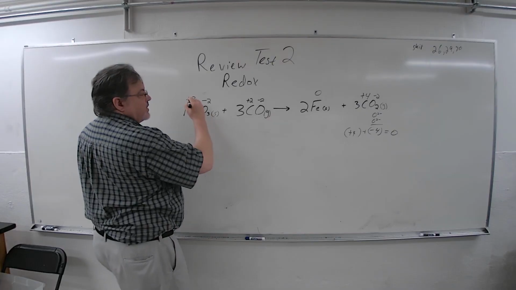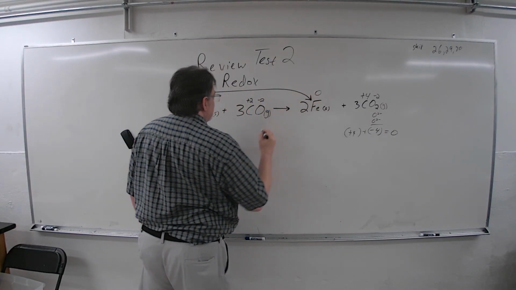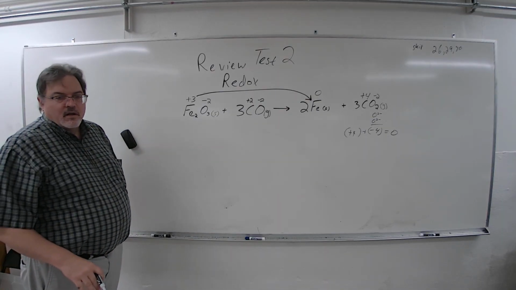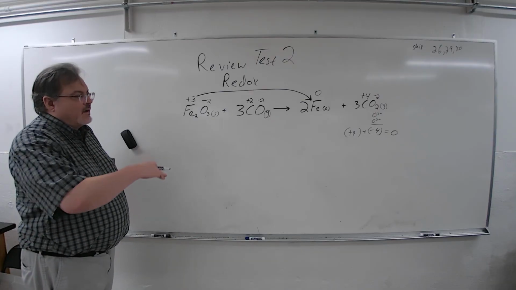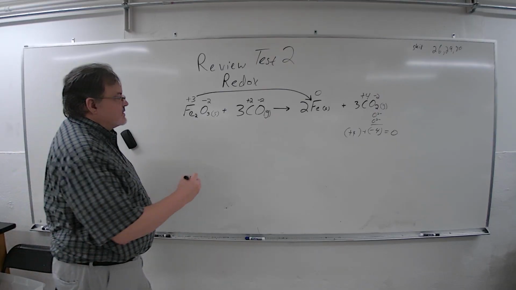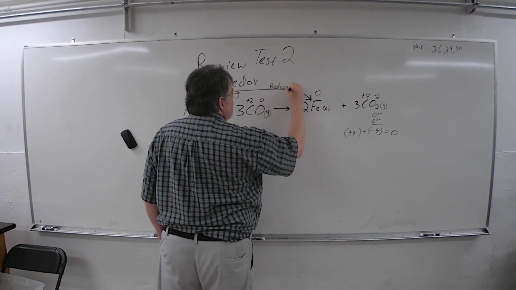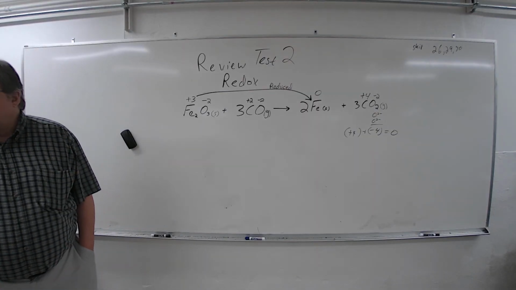So we go from a +3 down to a 0 for the iron. So it goes from higher to lower. Its charge is reduced. Therefore, we can say iron is the thing being reduced. We can also say it's the oxidizing agent. You remember that?